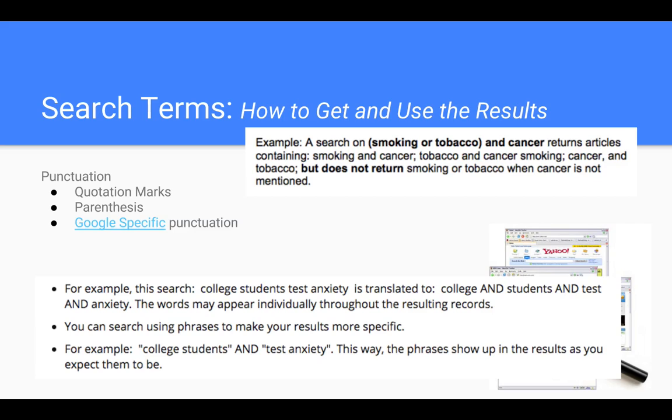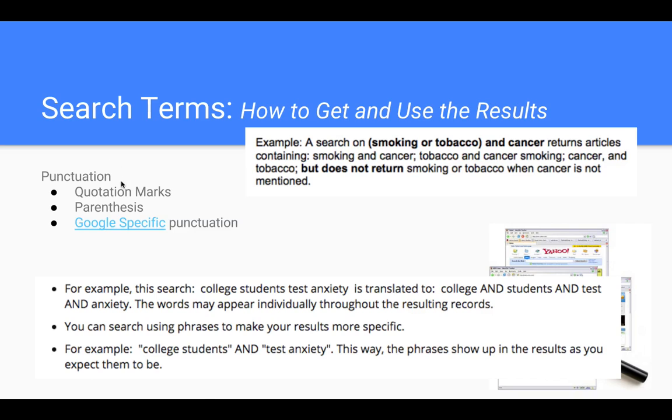Parentheses allow us to be a little bit more complex with our search. So if you look at the example, it says a search on smoking or tobacco and cancer. This is going to allow me to broaden it to either smoking and cancer or tobacco and cancer. Instead of having to do two separate searches, this will do both searches at the same time. So you can save some time using these parentheses and make your search a little bit more beneficial to you.